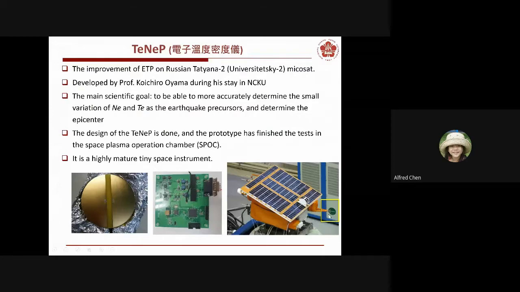And this is the ETP, originally installed on Tatiana-2. This instrument is a highly mature and tiny space instrument. This is a PCB board, and this is an electron.